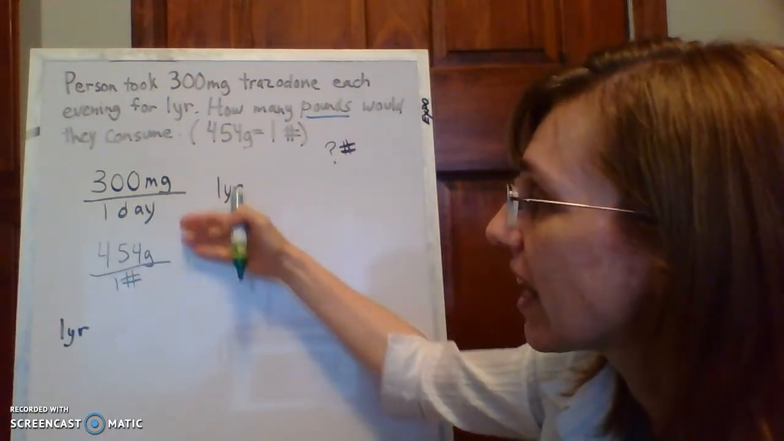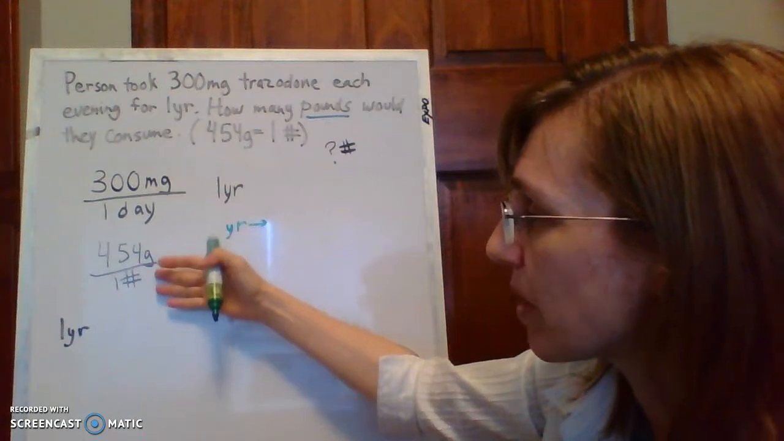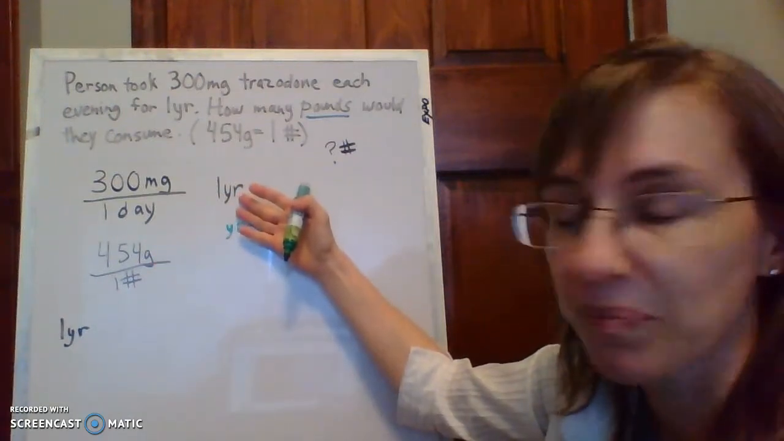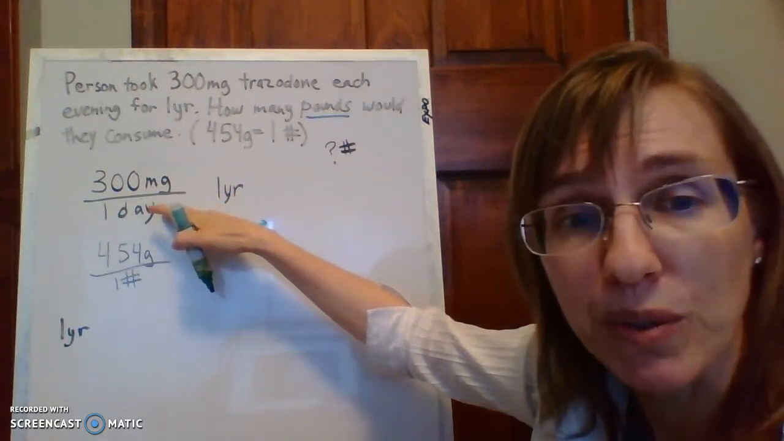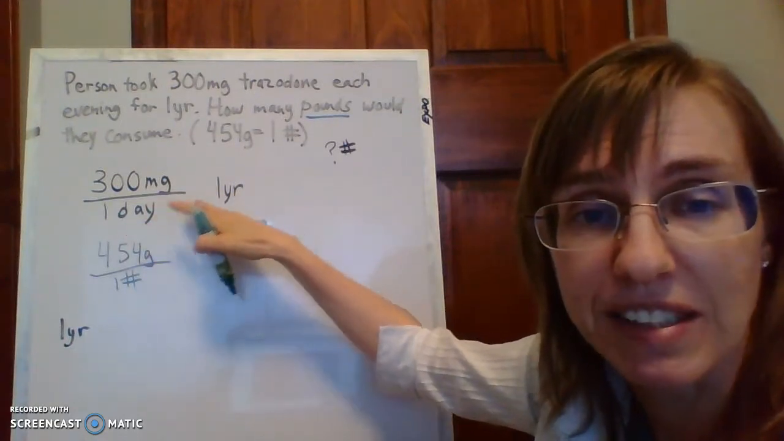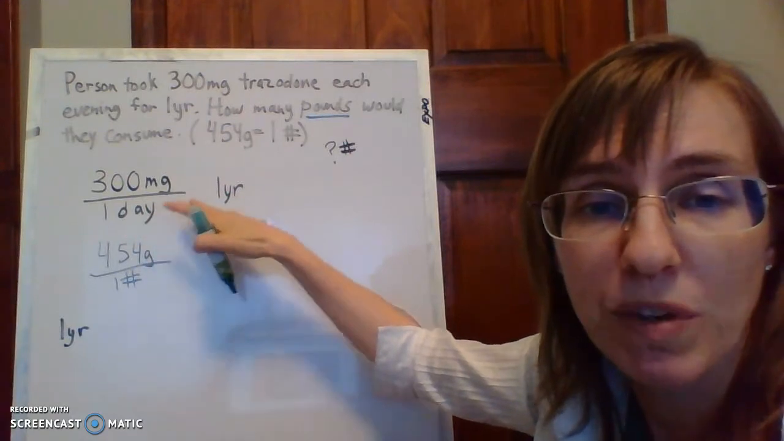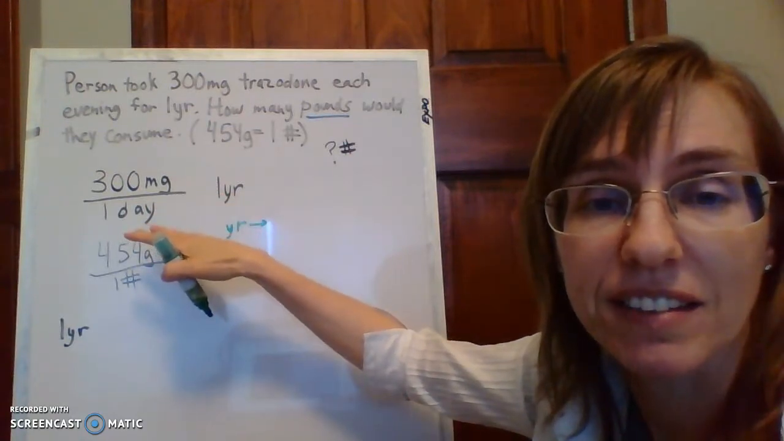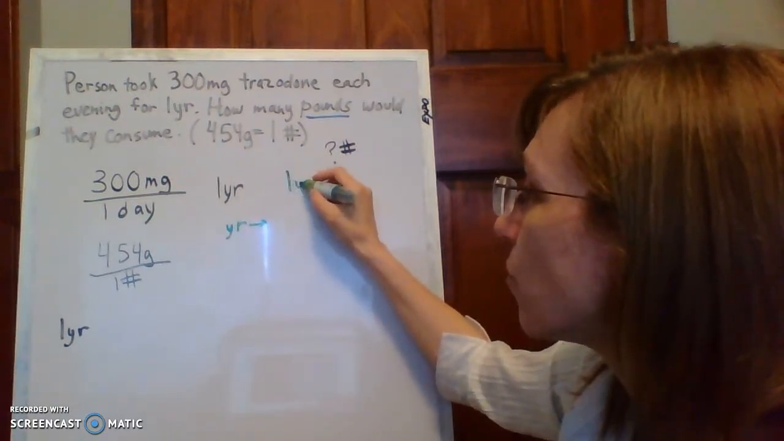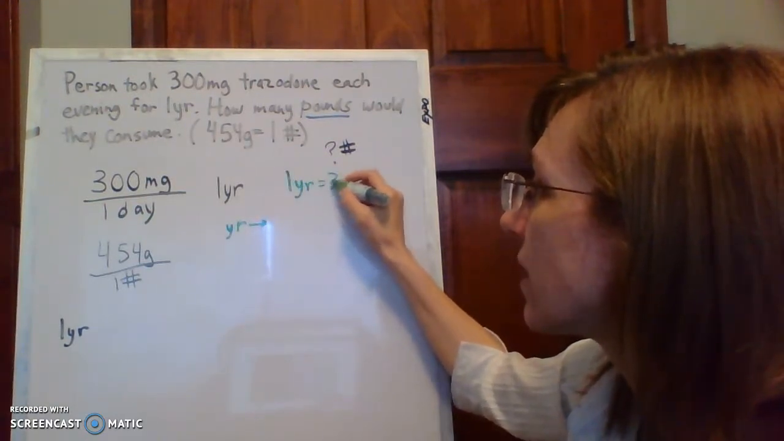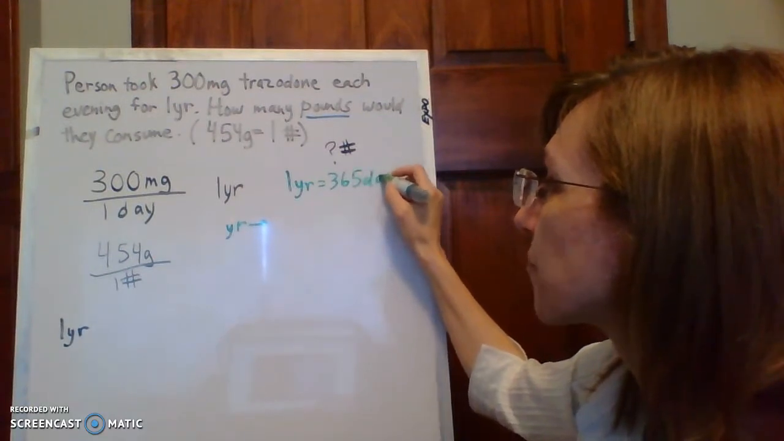Well, we can't use this one. It says grams and pounds, and we're dealing with time. This one is dealing with days. Well, that's time too. So there's a connection there. You want to see that connection. Can we convert years to days? Well, yes, we can. Hopefully we understand that 1 year equals 365 days.